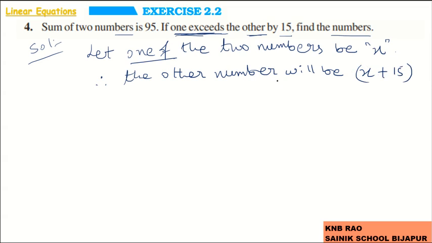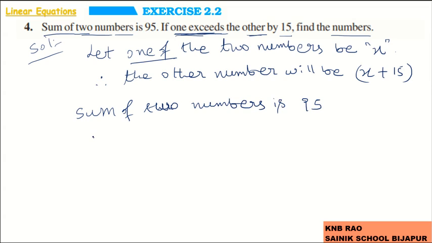Now students, the sum of these two numbers is 95. We will use this sentence. Sum of two numbers is 95. It is given, therefore x added to x plus 15 is equal to 95.